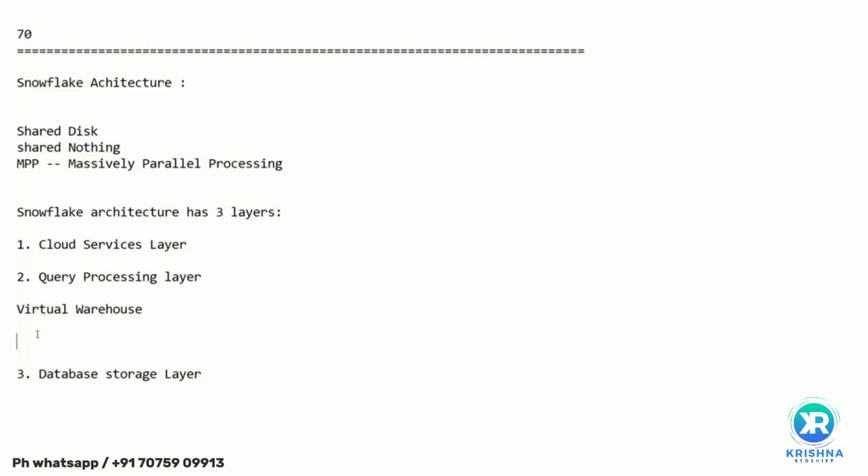They work means they process the queries independently. If you are given, for example, select star from table name, it will go to all the virtual warehouses, and all the virtual warehouses will work and give the data that each virtual warehouse has. All the virtual warehouses will work parallelly. So that's where the parallelism comes from.